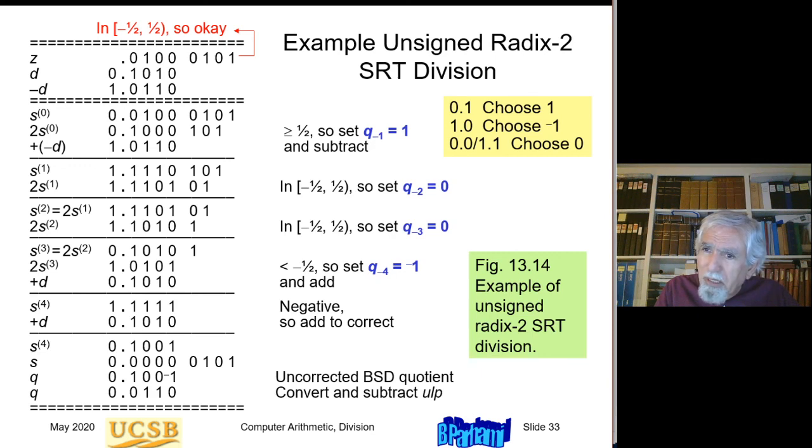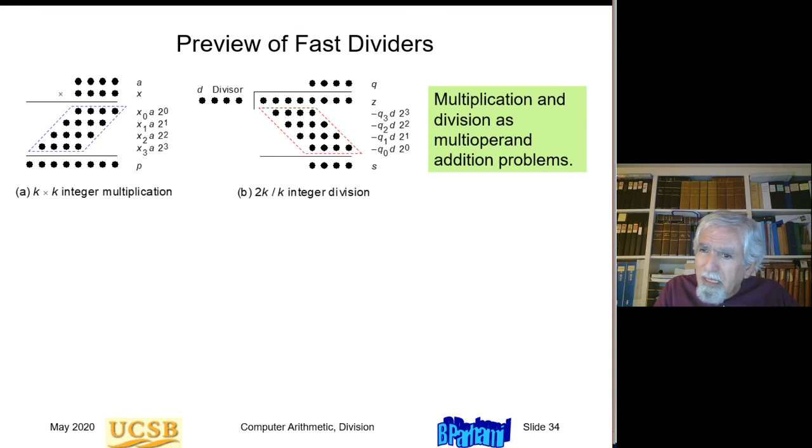Okay, this example I'm going to ask you to please review on your own. And this final point for this lecture is preview of fast dividers. Remember, we saw that in multiplication, we had a multi-operand addition here. And we mentioned that there are two ways to make this faster. One, generate fewer partial products. That led to high radix multipliers. And the second one was add them faster, which led to both carry save addition and tree of carry save adders.